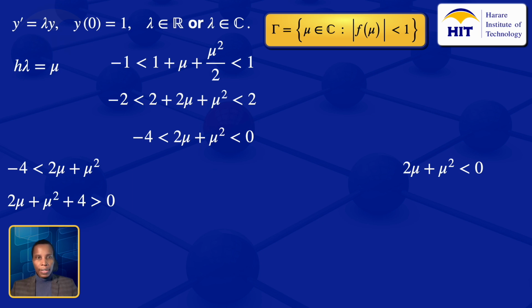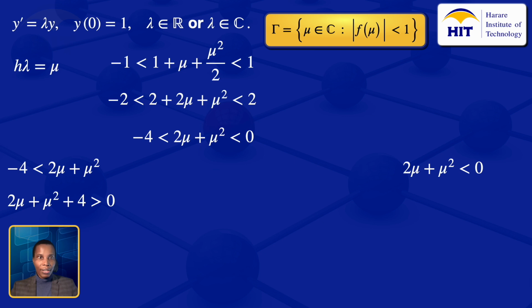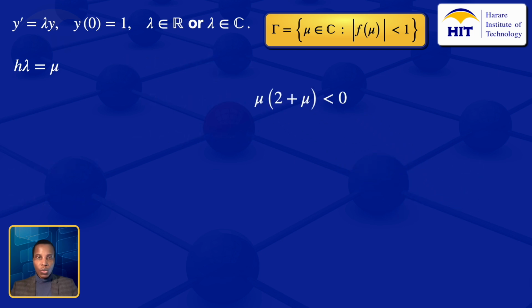What we see here is this inequality is true for all values of mu. We are having a term which is squared there, and it's being added to 4. So it will always be greater than 0. So this inequality is valid for all values of mu. But looking at the other inequality, I can just factor out the mu there, so that would have mu multiplied by 2 plus mu, then it's less than 0. So that's the inequality we now need to look at.